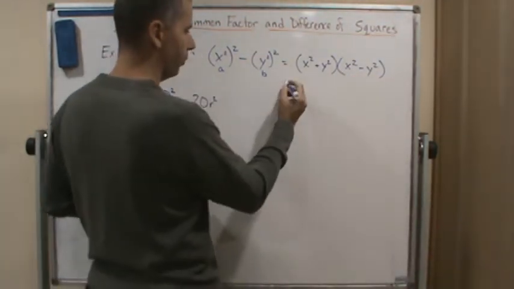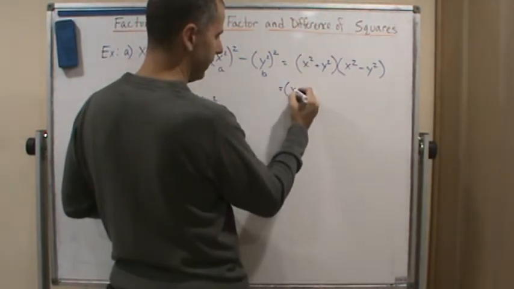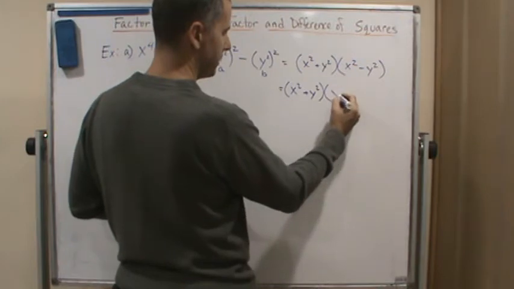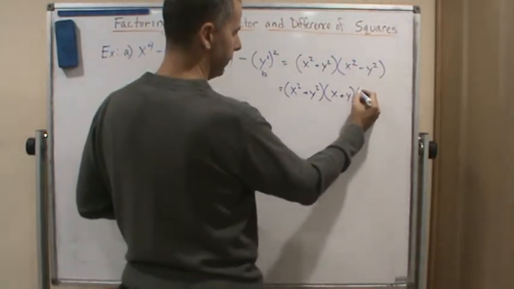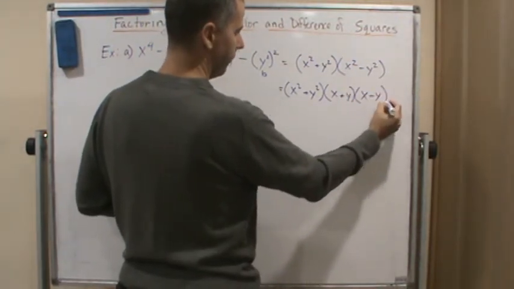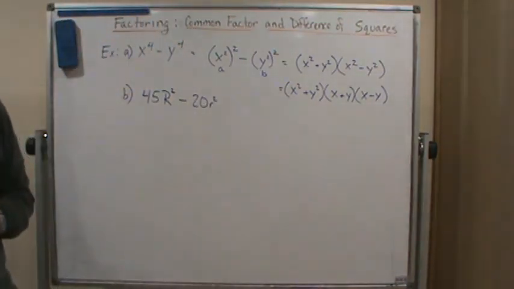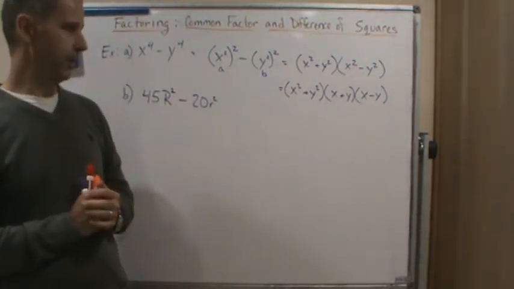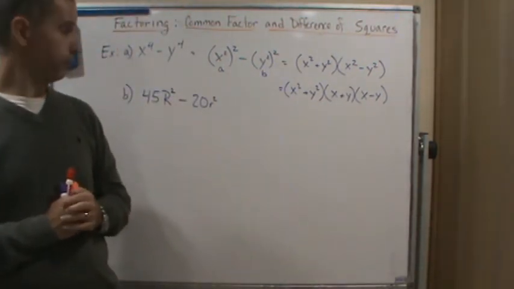So now our final answer, we get x squared plus y squared times x plus y times x minus y. And we're done. And so this becomes our product of prime factors. And that's as far as we can go.